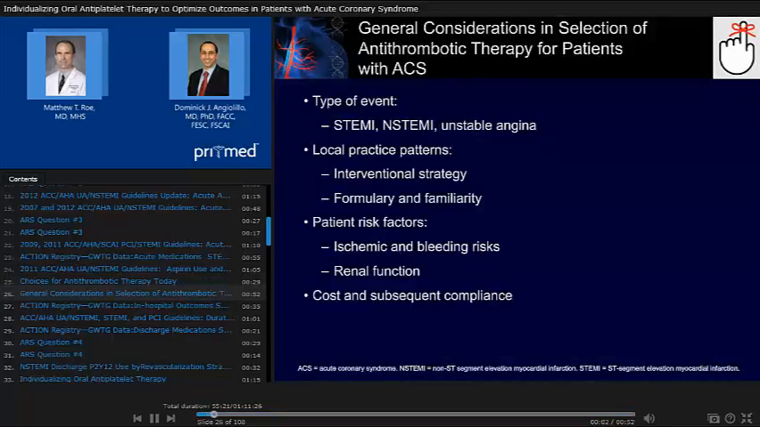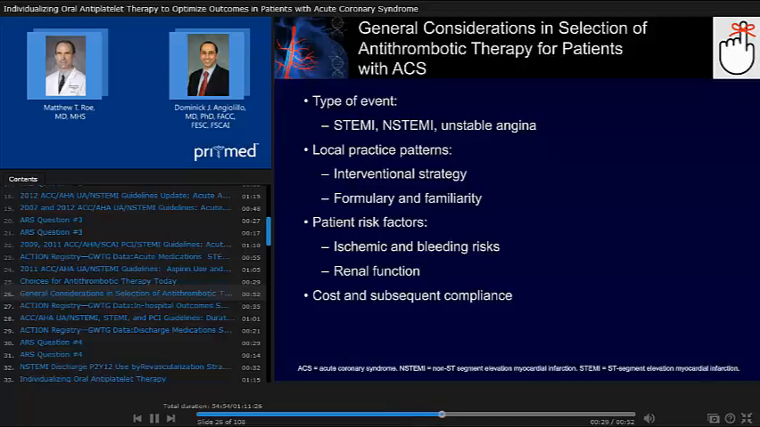And I think when you think about what therapy you'd like to use, obviously the type of event is important, whether it's a STEMI, a non-STEMI, or an unstable angina event. The type of practice patterns and availability of procedures. So if you're at a center that's geographically isolated and has no cath lab, then your initial treatment strategy may be different than if you practice at a center that has immediate cath lab availability.